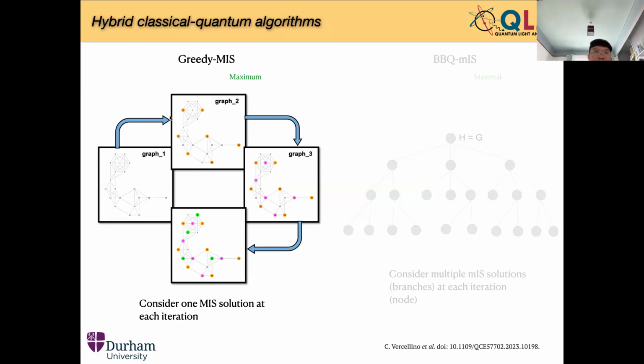For example, in the first loop here, they consider the maximum independent set for the orange color, so they got one set like this one. And in the second loop here, we remove the orange set, including its edges.